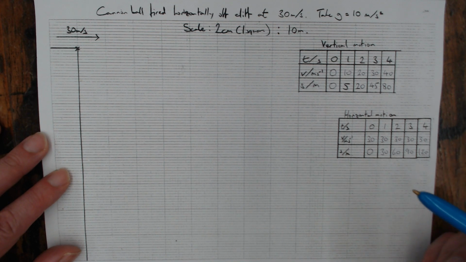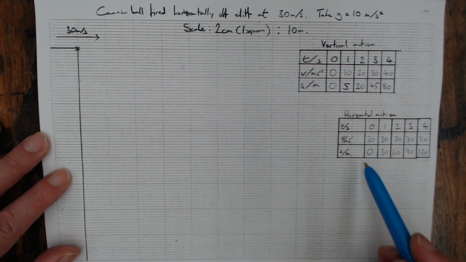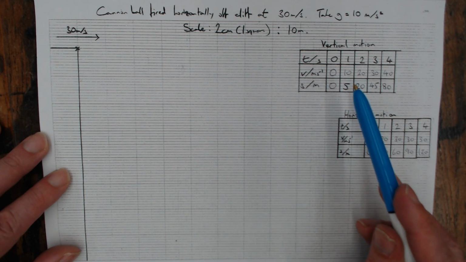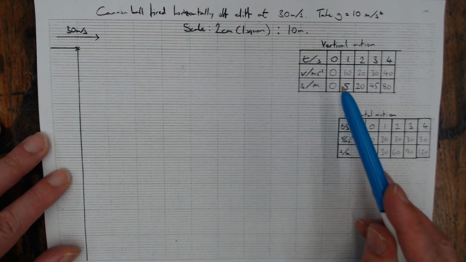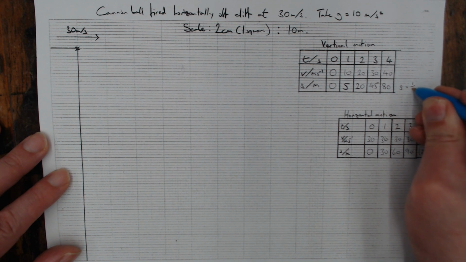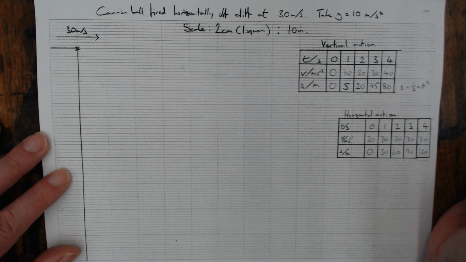Okay, so now we've got velocities and displacements both in the horizontal direction and in the vertical direction. You could also get these numbers if you wanted by using the formula s equals a half a t squared, depending on whether you've covered that already. It's the area under the velocity-time graph.